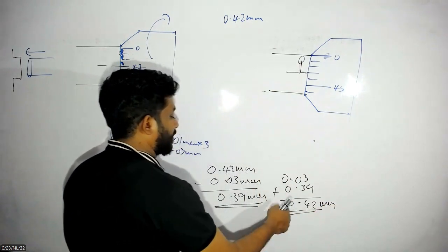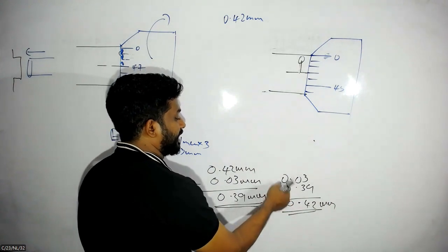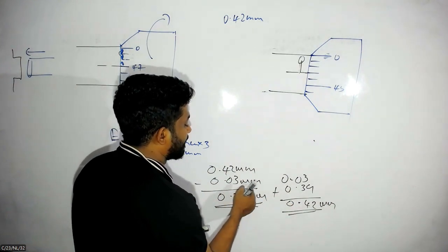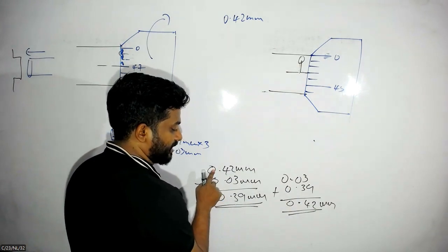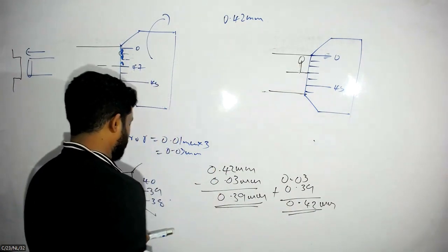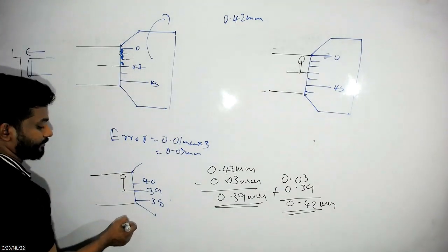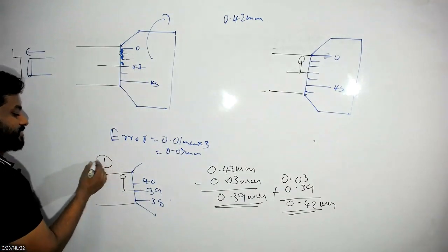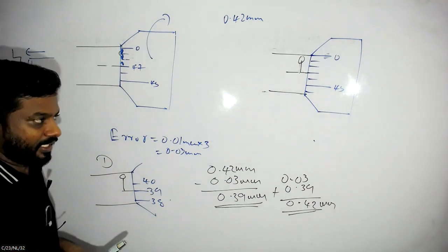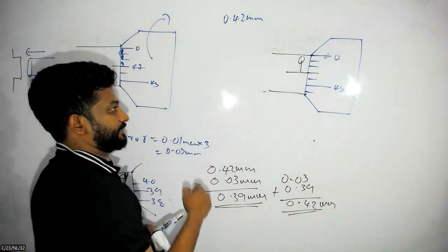Right? Here they have given the corrected value. Therefore, the reading should be 0.03 millimeter less than the corrected value. This one is the corrected value. This one is the reading. Then this one is the answer. But you need to consider the second error.